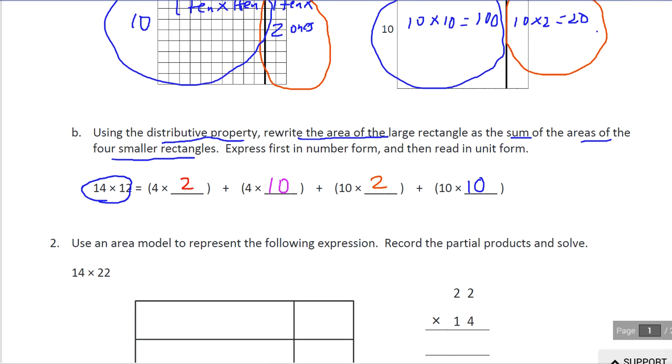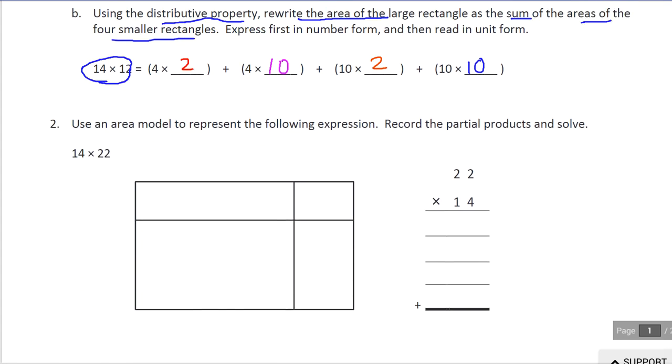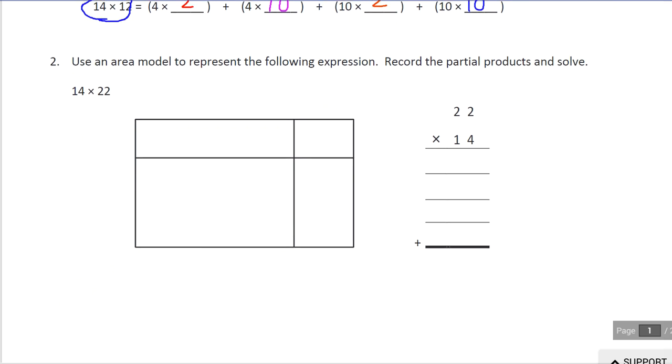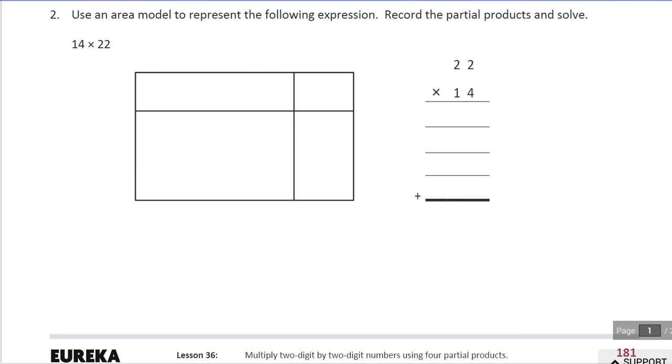So let's go down to number 2. Now we're going to solve this one. We didn't have to actually solve the last one, but this one we're going to solve. So 14 goes on this side. 14 has 1 ten, or 10, and 4 ones. 22 has 2 tens, or 20, and 2 ones. And then we can record all these things.